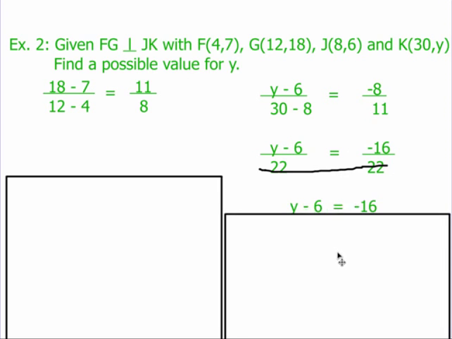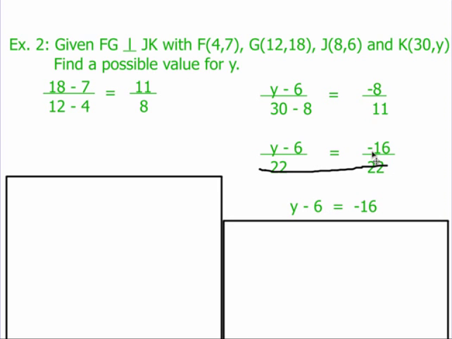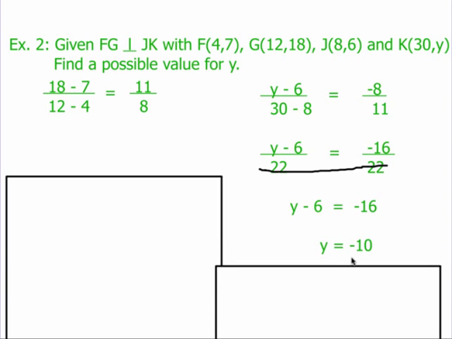Now I can ignore the bottom of the fraction and just say, y minus 6 equals negative 16. Add 6 to both sides, and I get y equals 10. So I found the slope of the line I knew, I used the fact that they're perpendicular, and plugged my known information into the line that I didn't know the slope of, and I solved for my missing value. Let's take a look at example 3.